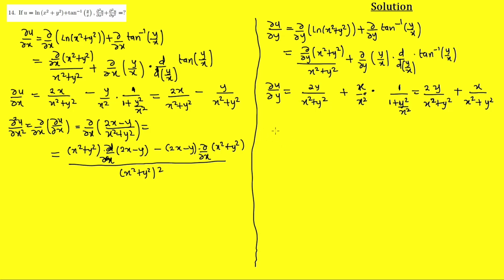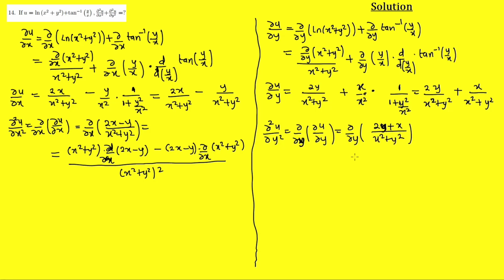Okay, again, so what is my ∂²u/∂y²? My ∂²u/∂y² is just ∂/∂x of ∂u/∂y. Sorry, this should be y because we are taking the square. Then this is ∂/∂y of (2y plus x), rather, all divided by x squared plus y squared.